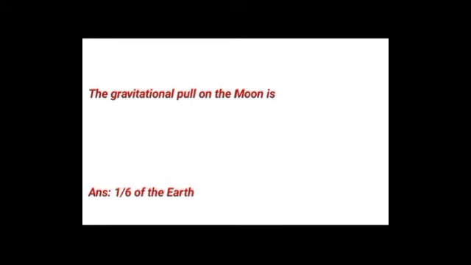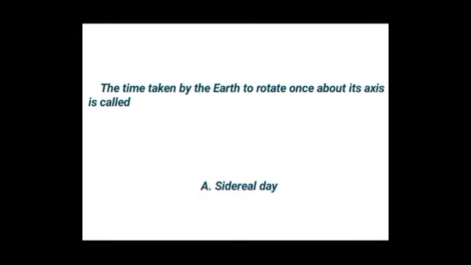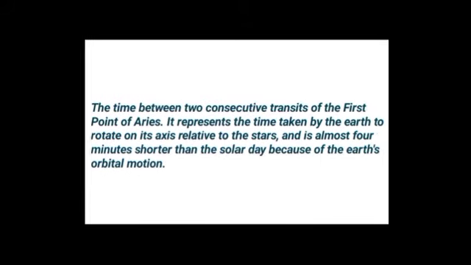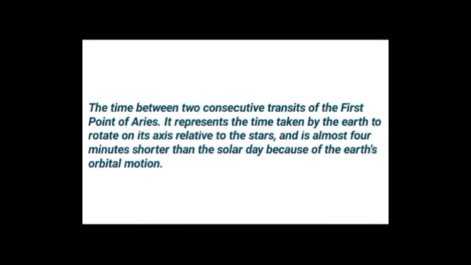The gravitational pull on the moon is 1/6 of the Earth. The time taken by the Earth to rotate once about its axis is called the sidereal day. What is the sidereal day? The time between two consecutive transits of the first point of Aries. It represents the time taken by the Earth to rotate on its axis relative to the stars and is almost 4 minutes shorter than the solar day because of the Earth's orbital motion.